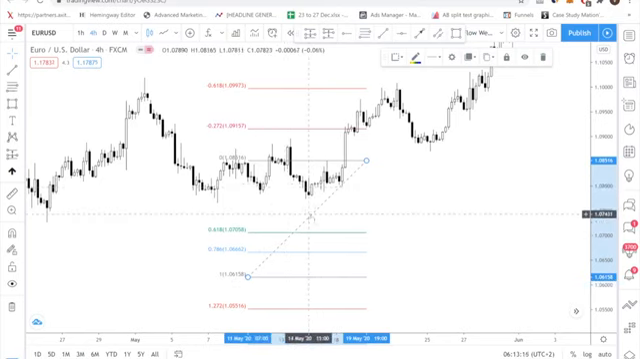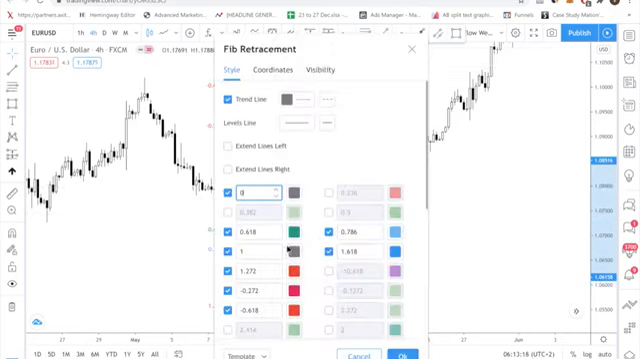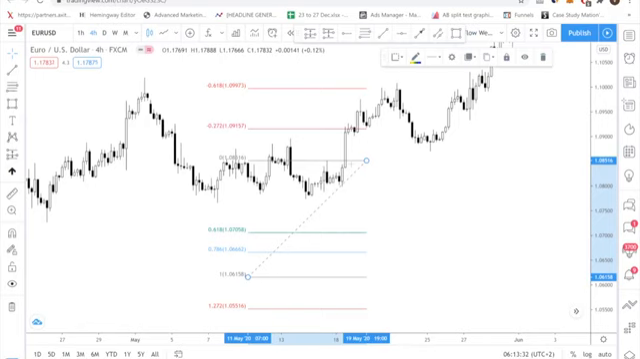So what you can do is pause this video, take note of these levels, and input them into your TradingView, or you can input them into your MetaTrader. It doesn't matter. Just get these values down and put them into your Fibonacci retracement tool. In this case, as I mentioned, we just want to focus on the 0.618 and the 0.786.